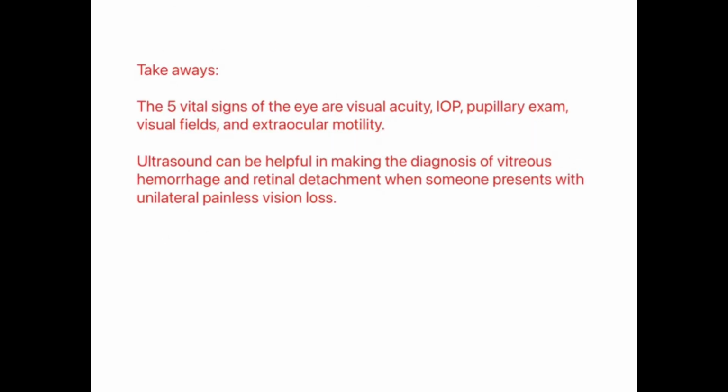So the takeaways from this week are the 5 vital signs of the eye are visual acuity, intraocular pressure, pupillary exam, visual fields, and extraocular motility. And ultrasound can be helpful in making the diagnosis of vitreous hemorrhage and retinal detachment when someone presents with unilateral painless vision loss.